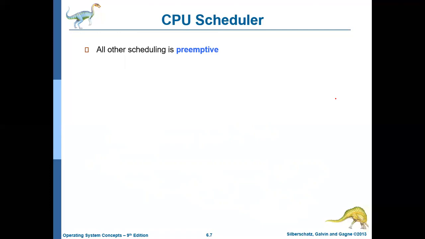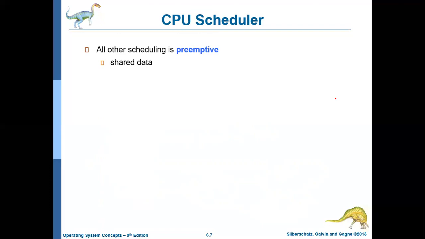Non-preemptive scheduling means that once the process is allocated the CPU, it cannot be taken away by the operating system until the process gets into a wait state or terminates. Whereas in preemptive scheduling, the operating system can take away the CPU from the process at any time. But there are certain issues in that. Let us try to understand what the issues are.